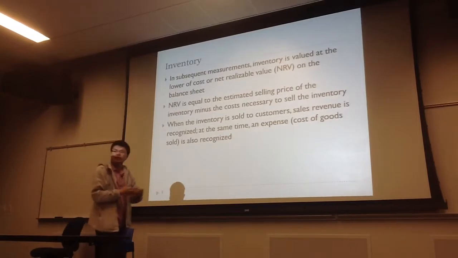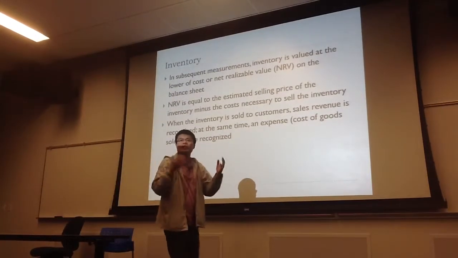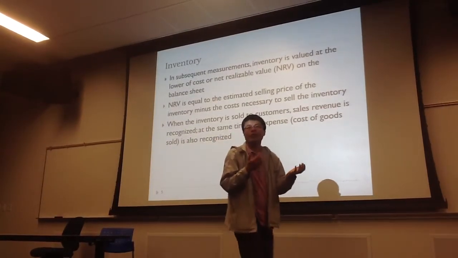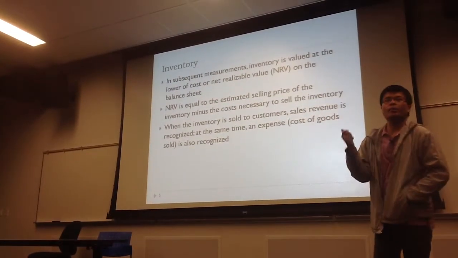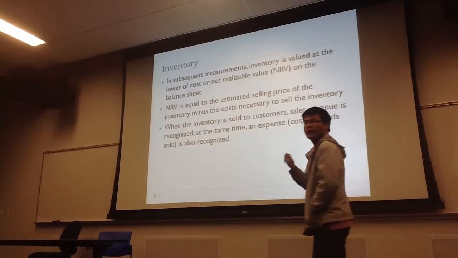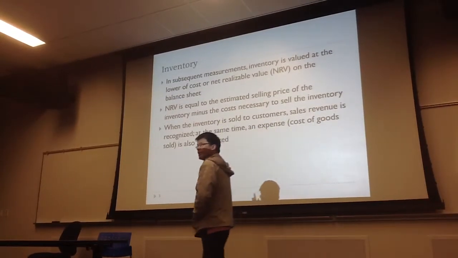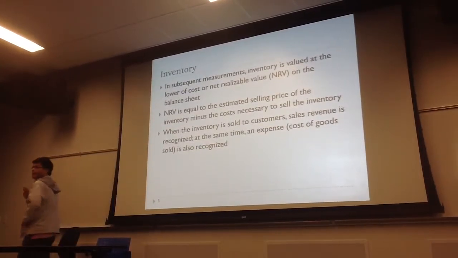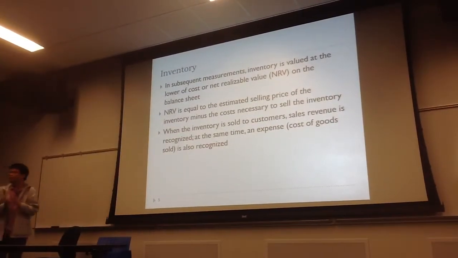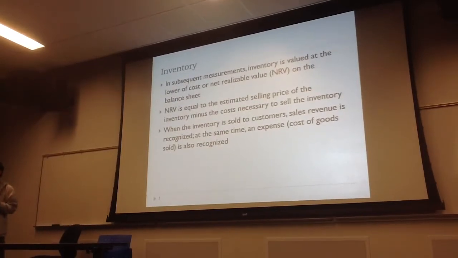Okay. So it's similar to temporary investment, but not exactly the same, because for temporary investment, we must take the market value, no matter whether the market value is higher or lower than our book value. But in this case, it depends. We are going to take the lower of the two numbers. Okay, so we know what the cost is, but what does it mean by the net realizable value?